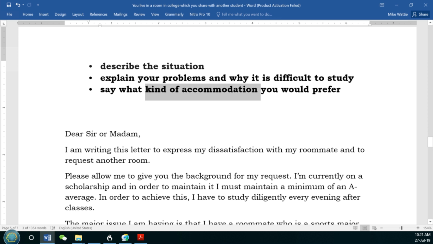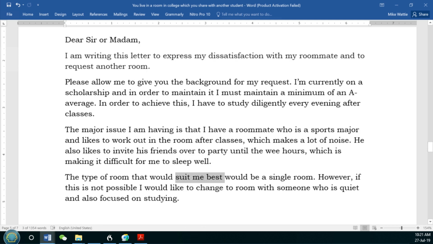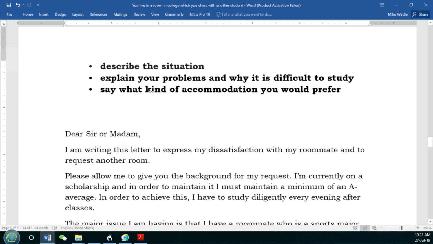Say what kind of accommodation you would prefer. Prefer, I've got suit me best. The type of room that would suit me best would be a single room. Okay, so we've specified a type of room. Now you might be tempted to just think, okay, I've answered the third bullet point. It only said to specify, it wasn't in plural like the other one. It says what kind of accommodation, not what kinds. So we only really need to give one.